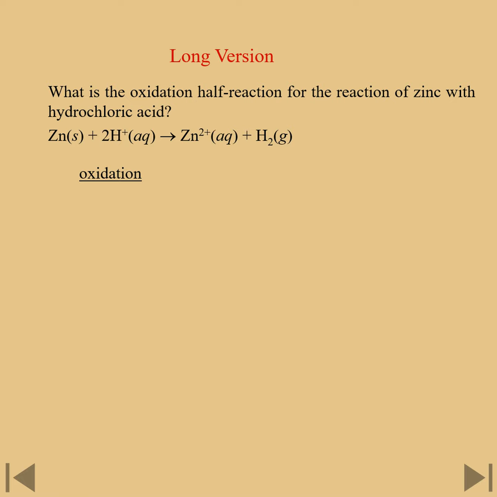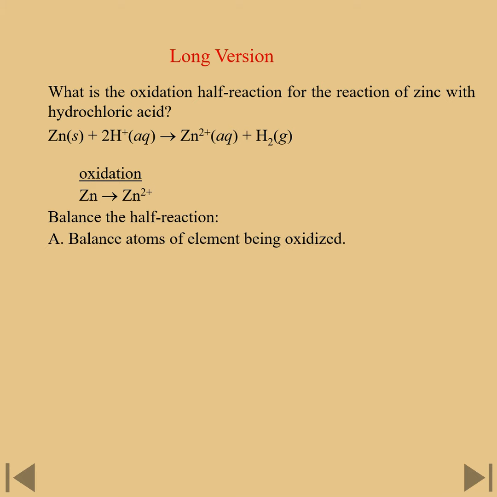Okay, what is the oxidation half reaction for the reaction of zinc with hydrochloric acid? Well, oxidation means the element being oxidized, meaning it's having its electrons stolen, and that would be the zinc. The zinc's going from a 0 charge to a +2 charge. So there's our oxidation half reaction.